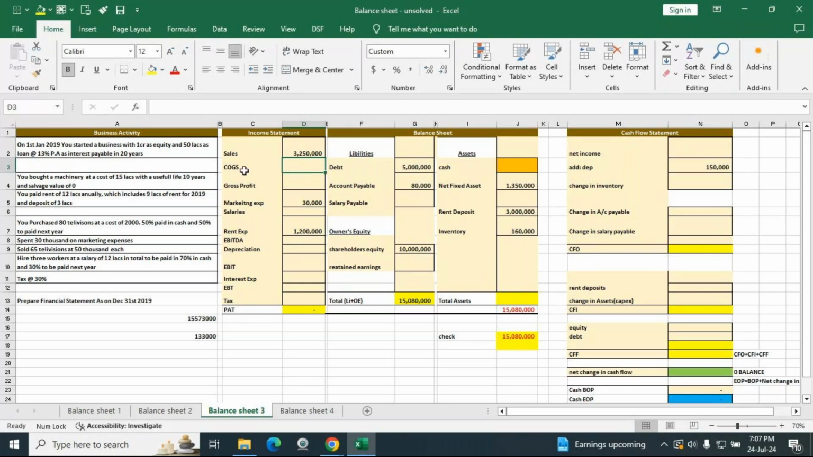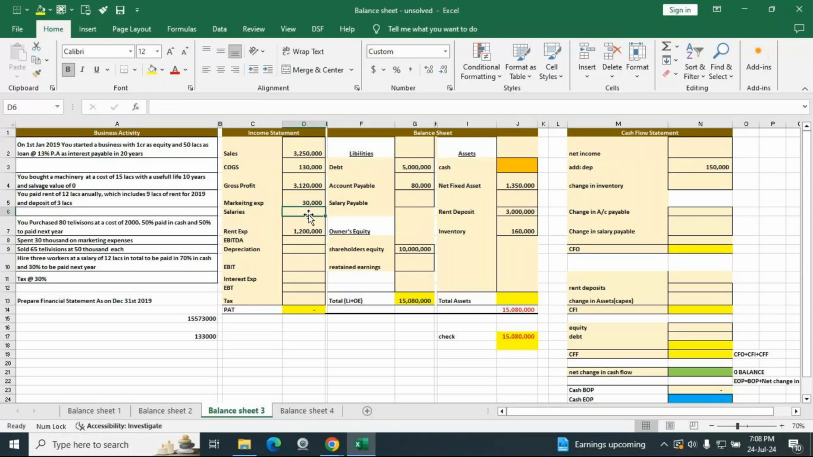So cost of goods sold. So I have bought 80 television, out of which I am selling 65. So in the items whatever I have sold, that 65 television, how much is the amount I have spent in order to buy that? That will be my COGS. So equals, so I have sold 65 television. How much is the amount I have spent in order to buy the televisions? 2,000. So 65 into 2,000. So that will be my COGS. Now gross profit equals sales minus COGS. So that will be 31 lakh 20,000 rupees.